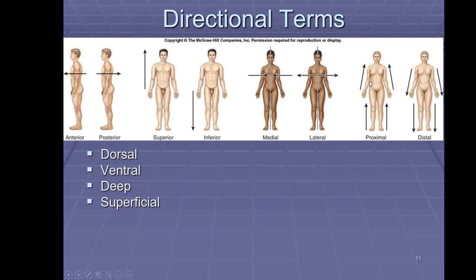So we could, for instance, say that the elbow is proximal to the hand because it's closer to the point of attachment. On the other hand, we could say the hand is distal to the elbow because it's further away from the point of attachment.